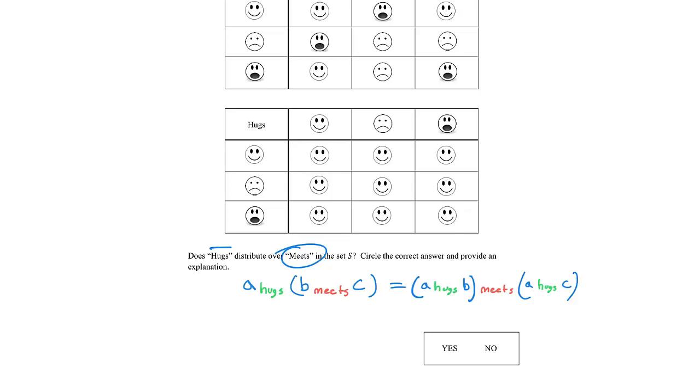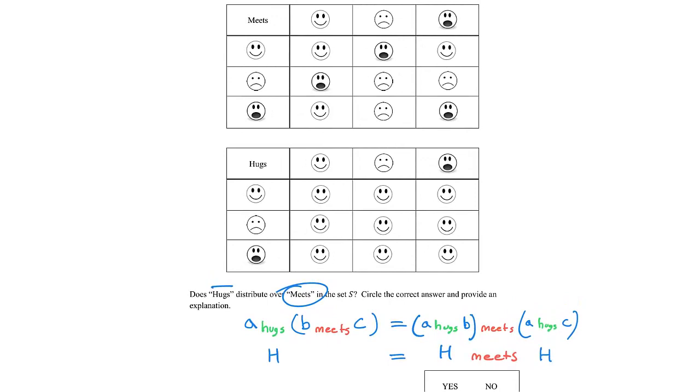so again, to decide if this equation is true, we'll use the fact that every single result in the hugs table is happy. So H for happy, we'd have H there, and H there. No matter what the A and B and C is, you get happy as a result of hugging. So on the left-hand side, we get happy no matter what. On the right-hand side, we have happy meets happy, and that result is happy. Happy meets happy is happy if we check on the table above.